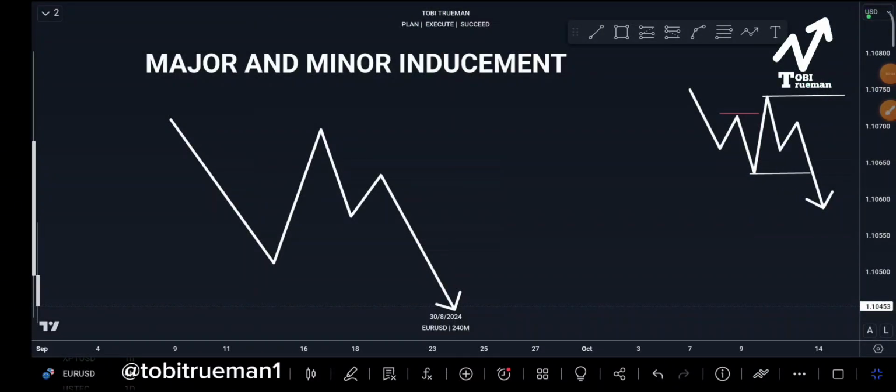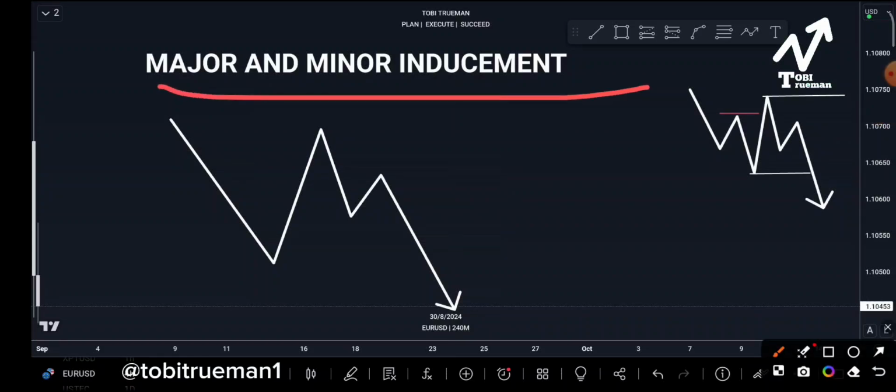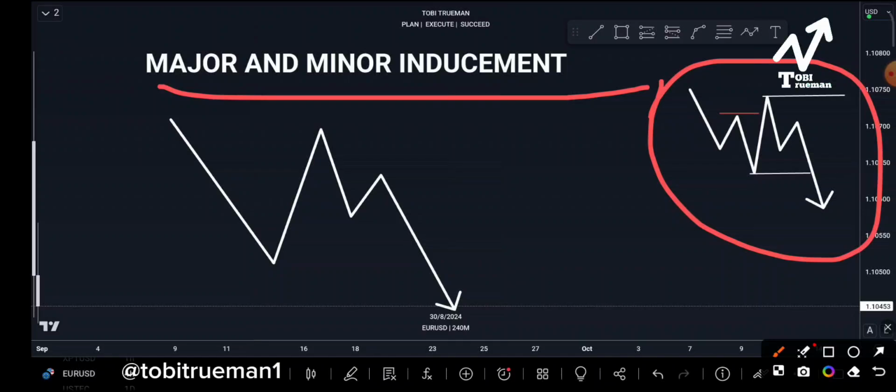Okay, now we want to look into what we call major and minor inducement. And we know our usual market structure. In this scenario, let's look at a bearish market structure. When price is making different up and down movement, you want price to make this type of movement.